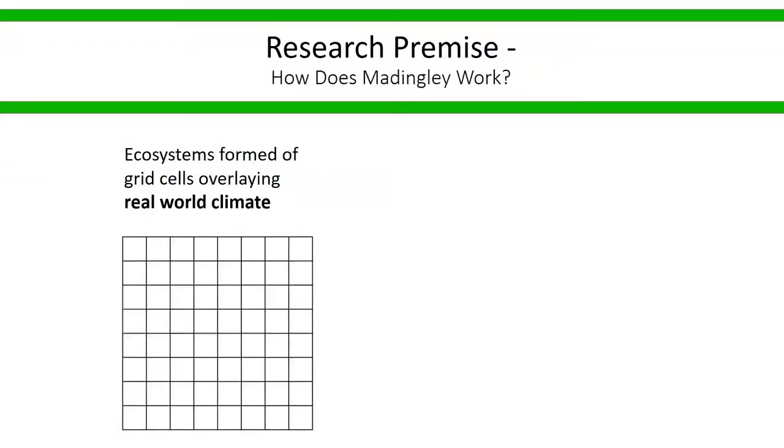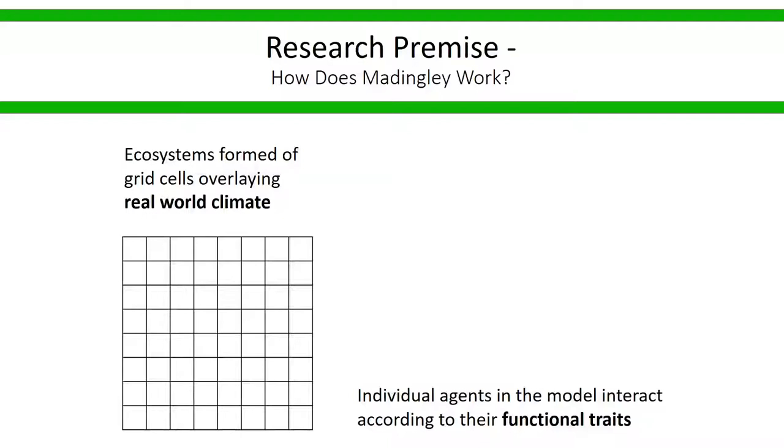So just to quickly summarise how Madingley works, ecosystems are formed of a grid made of many cells overlaying a real-world climate, and then the ecosystem emerges from individuals within that interacting to form a cohesive network, defined by functional trait-based individuals. There's no taxonomic species in this. There's no top-down instruction as to what the ecosystem should look like. It's purely based on the interactions of these individual agents within the model.